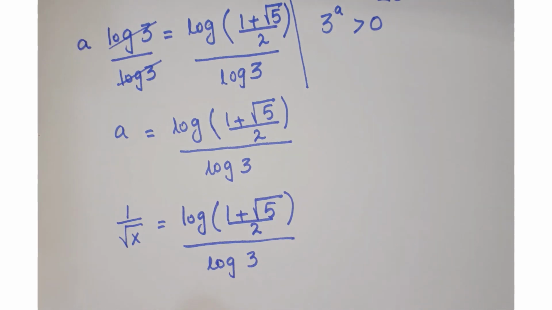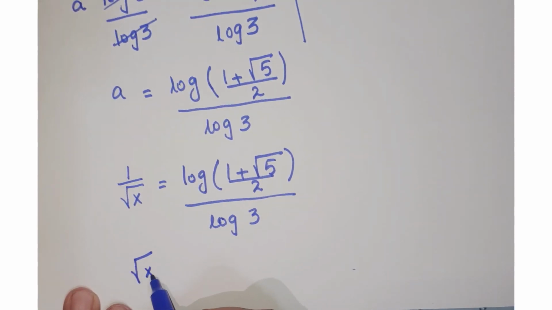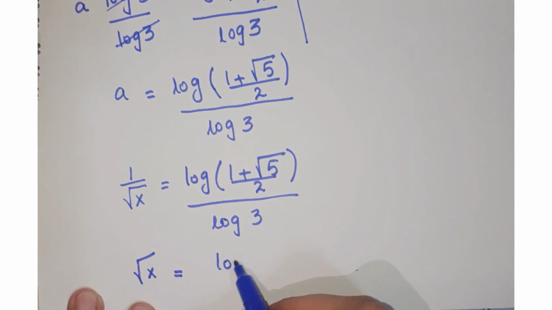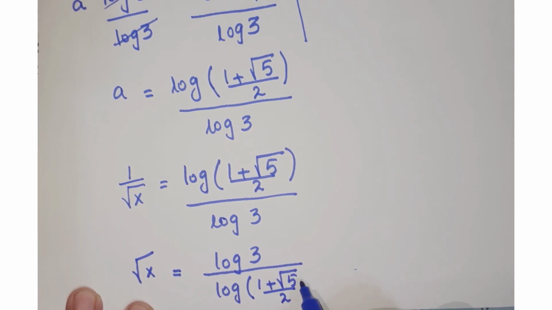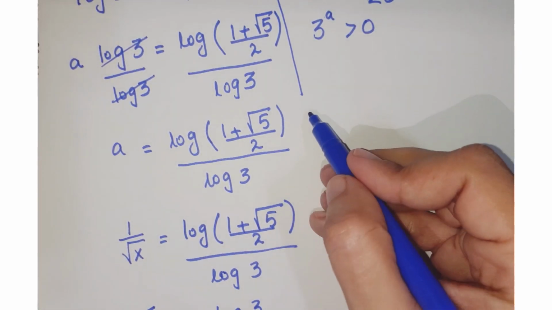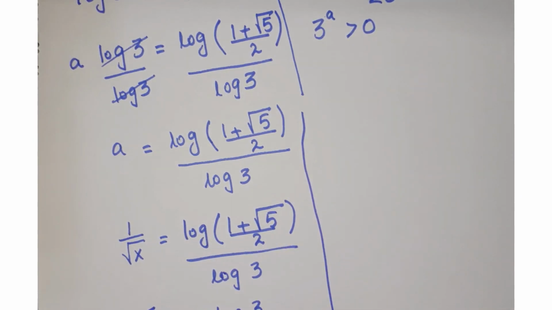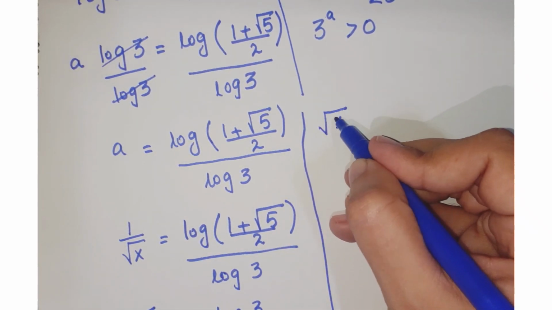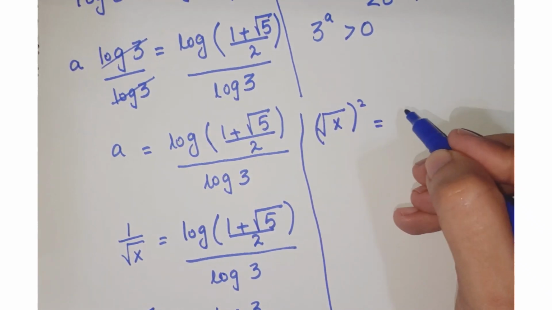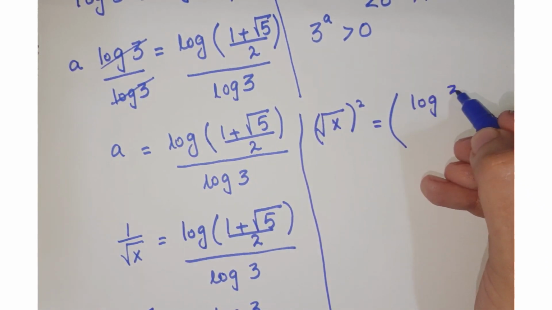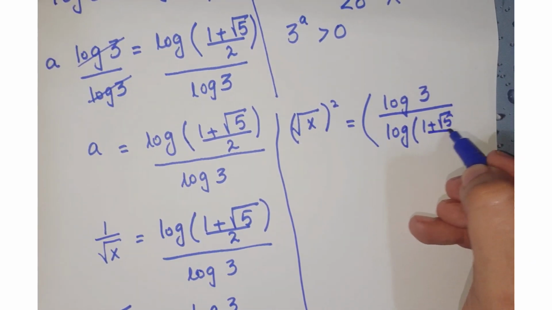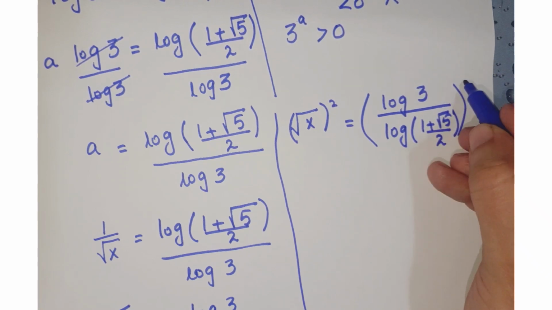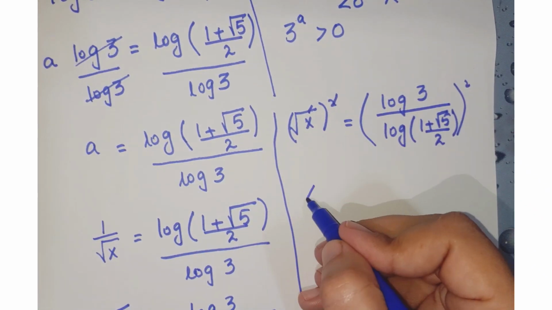Now if we take the inverse of it, we get under root x is equal to log of 3 in the numerator and log of (1 plus under root 5 upon 2) in the denominator. Now working further on this, if we take the square on both sides, we get this equation whole square. The square root and the square cancel, and we have x.